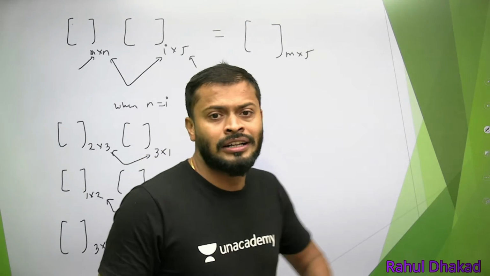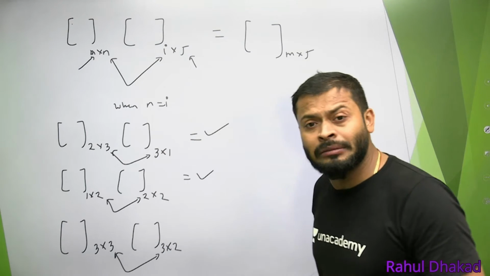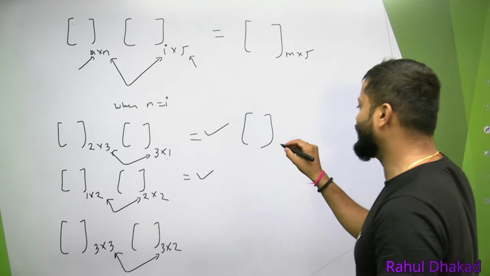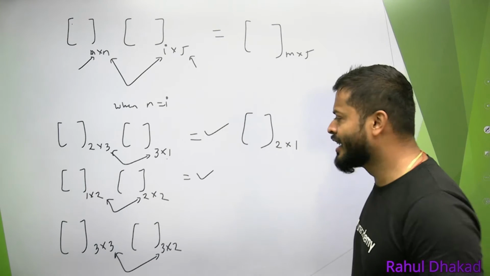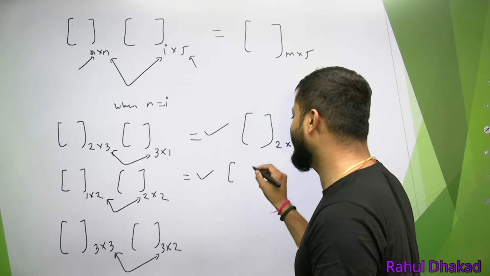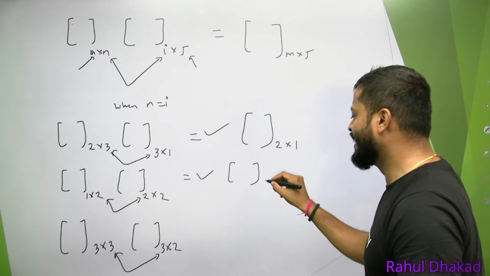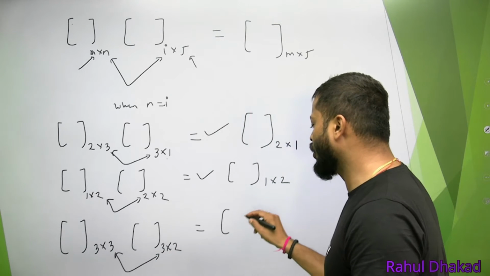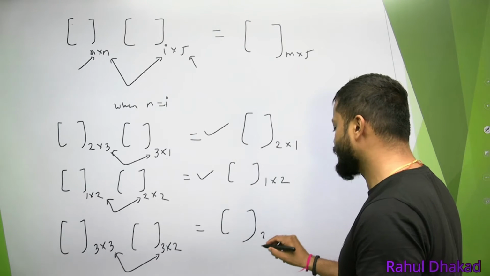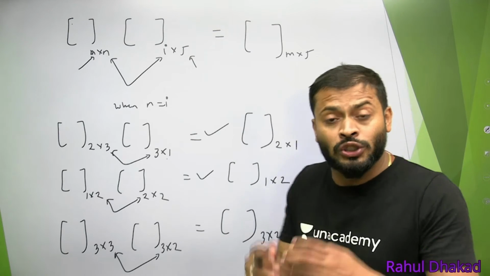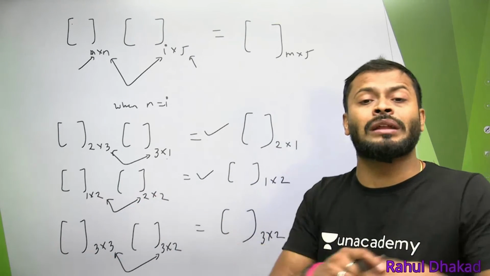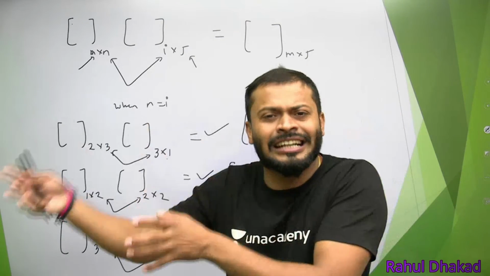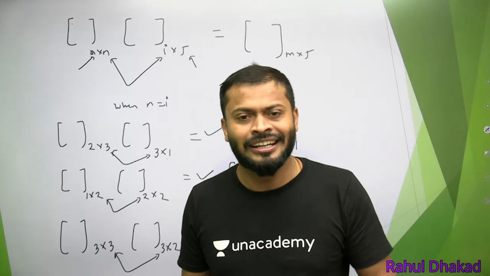Now let us move further. Sir, what will be the order of the resultant matrix? In this case, the order will be, as you know, 2 and 1. It means 2 cross 1, isn't it? What will be the order of this matrix? You will say the order will be 1 cross 2, isn't it? Now, what will be the order of this matrix? You will say the order of this matrix will be 3 cross 2. So this is how we multiply two different order matrices. And obviously, if both the matrices are of the same order, the resultant matrix will also be of the same order, isn't it? So I hope it is clear.